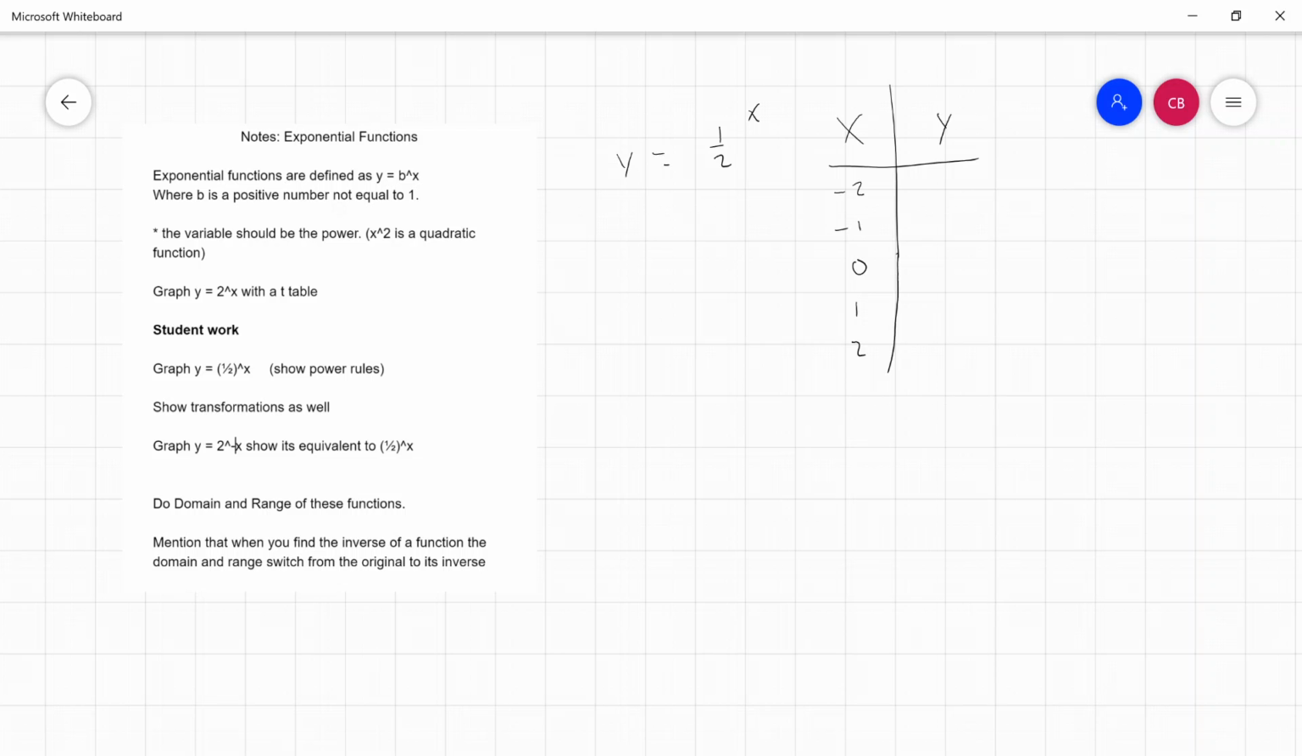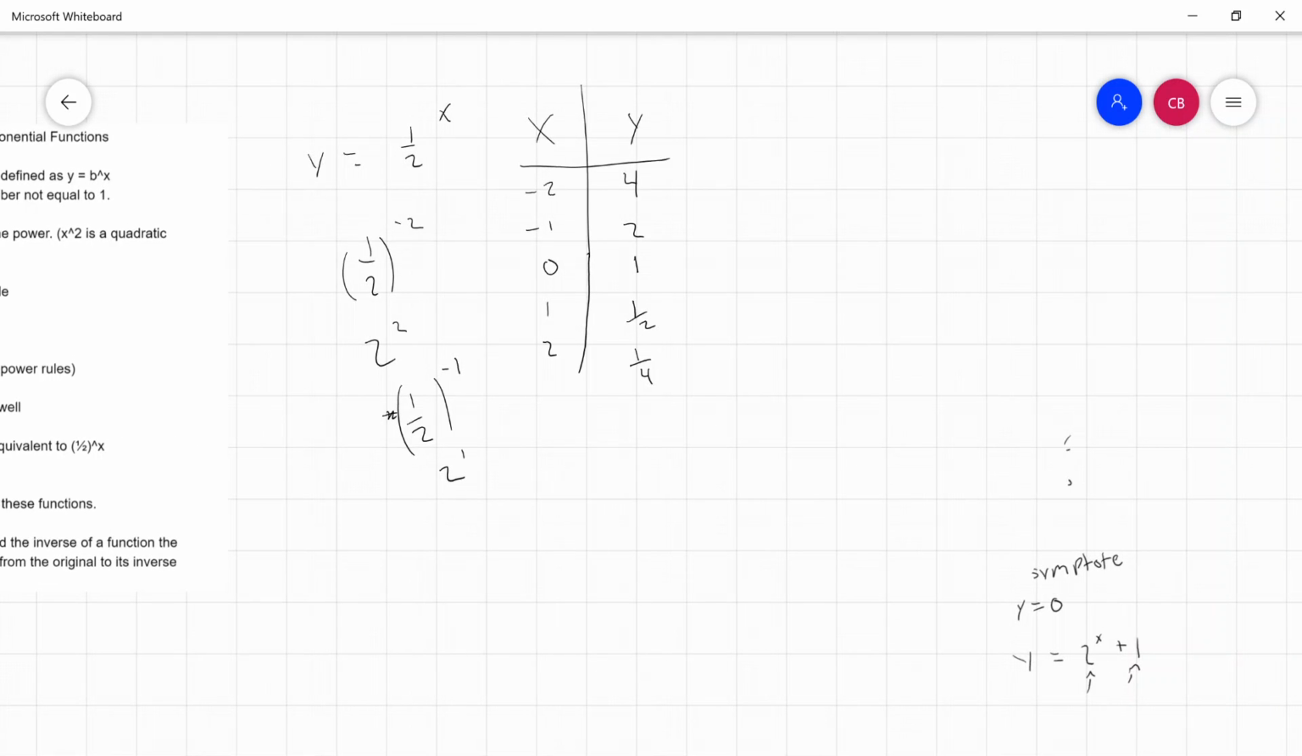So if I do (1/2) to the negative 2, flip this over, this is going to be 2 to the 2, which is 4. Same rules apply: (1/2) to the negative 1 is going to be 2 to the 1, which is 2. Then 0, anything to the 0 is 1. 1 would be 1/2, and 2 would be 1/4. So you kind of see we have the same stuff going on, but it's just backwards this time.